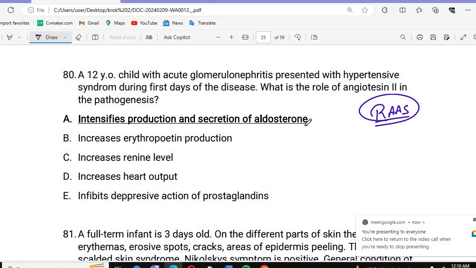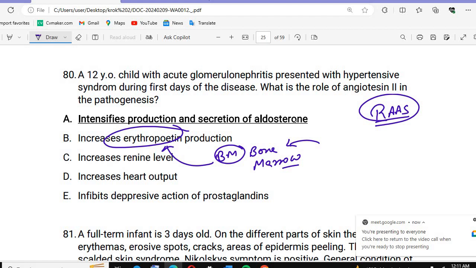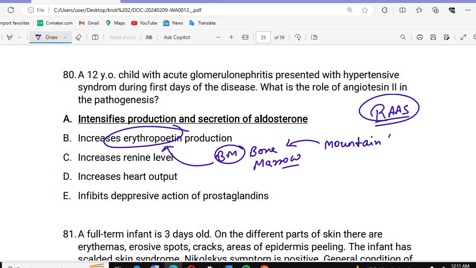Intensify the production and the secretion of, increase the erythropoietin hormone. The erythropoietin hormone is present in the bone marrow. When will erythropoietin production be increased? In the mountain area, when we have low oxygen, hypoxic conditions, in that situation the bone marrow will increase the erythropoietin production. The increase in the renin levels. So there is an increase in what?